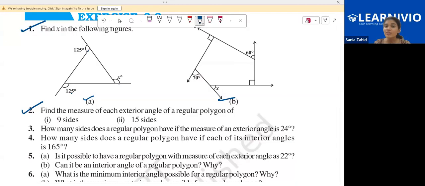So here, find the measure of each exterior angle. What you will do is 360 divided by 9, and you will get the exterior angle. It goes either way. If the exterior angle is given to you, you can find the number of sides. If the number of sides is given to you, you can find the exterior angle, right?